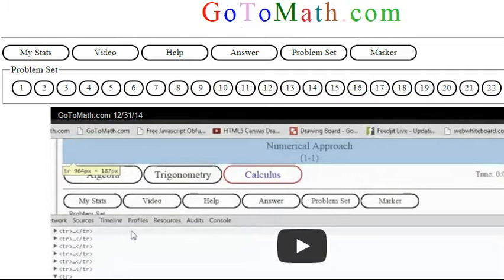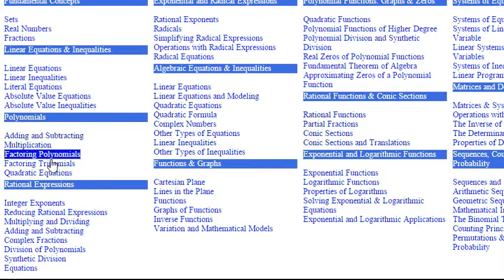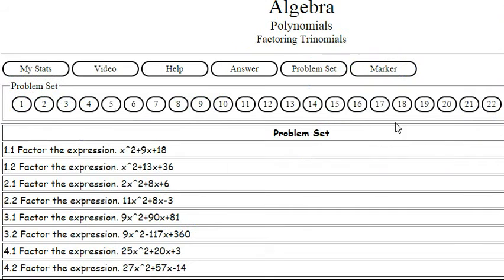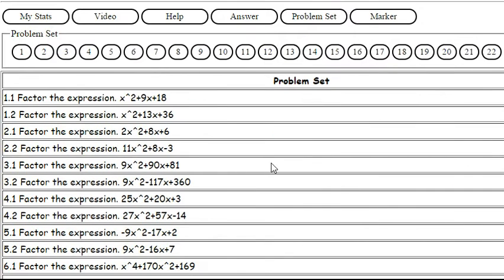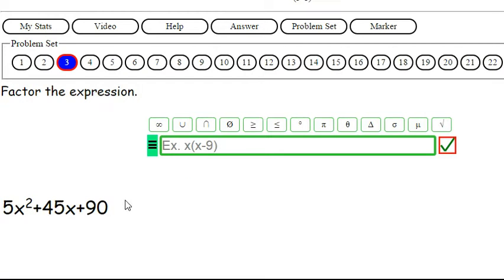Alright, we're over here at gotomath.com. Click on the algebra. We are pulling our hair out over here at factoring trinomials. Let's do 3.1. Oh my god, those are big numbers. That's better. A little bit.